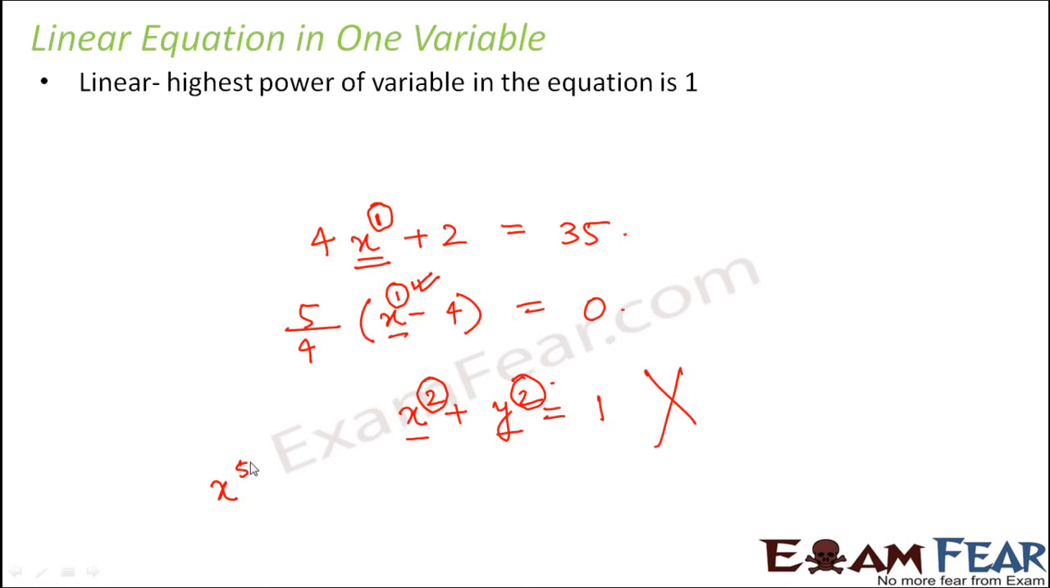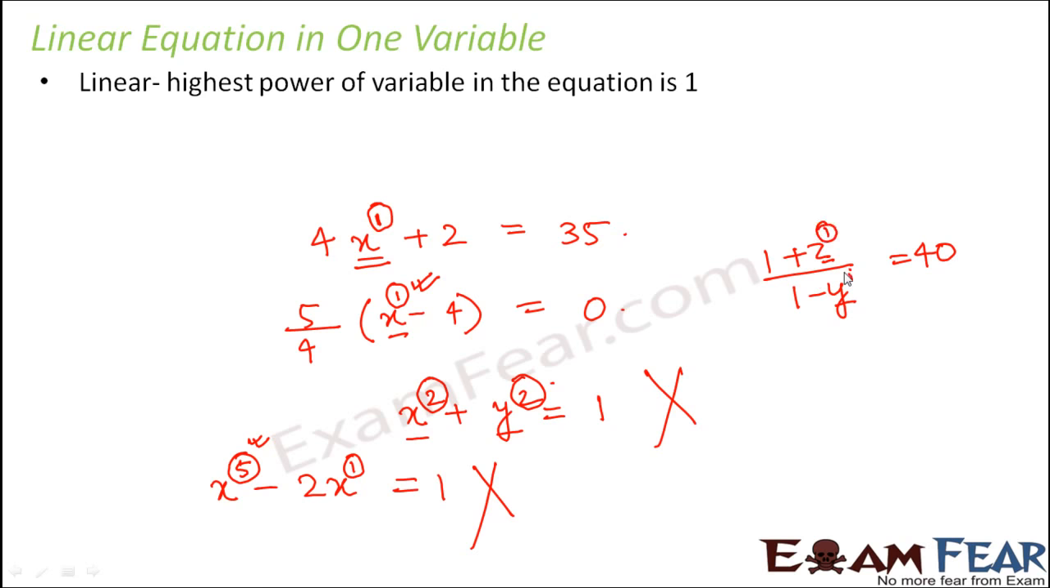Similarly, if you look at this example, x to the power 5 minus 2x is equal to 1. Here you have only one variable x, but at this place it has 1, and at this place the power is 5. So which is the highest power of variable in this equation? That is 5. So is it a linear equation? Not again. Now, if you look at this example, 1 plus z by 1 minus y is equal to 40. Here you have two variables y and z, and the highest power involved is 1. Therefore, this is again a linear equation. So like this, we can decide whether a particular equation is a linear equation or not.